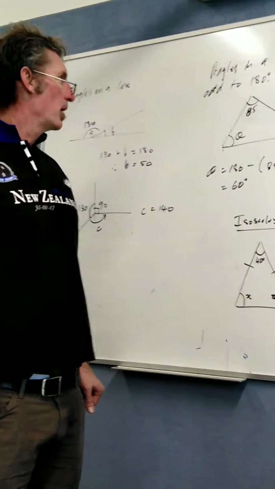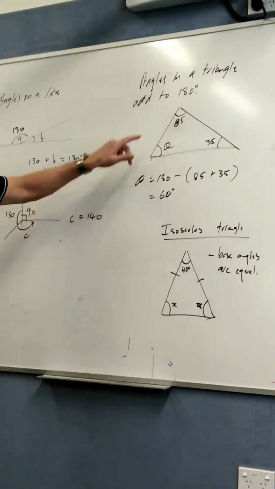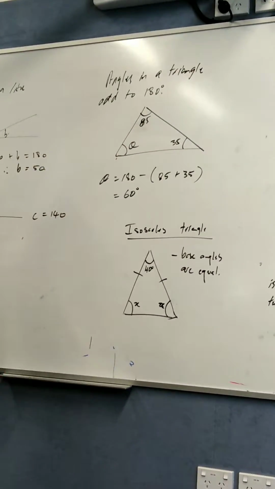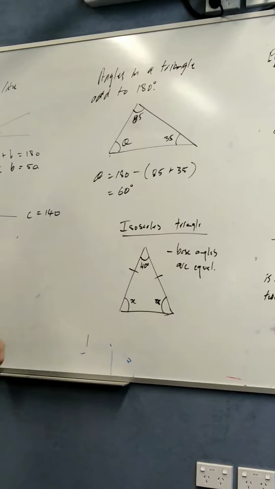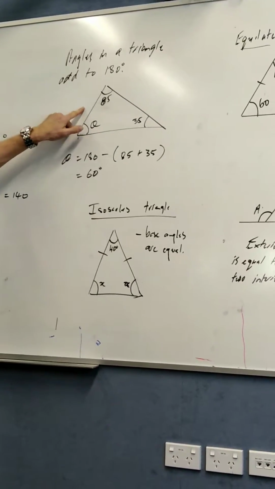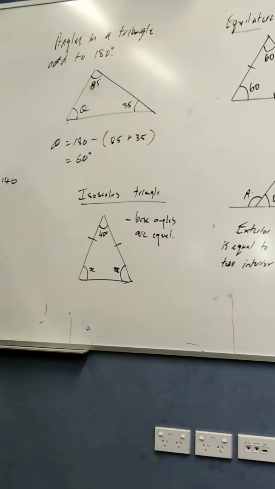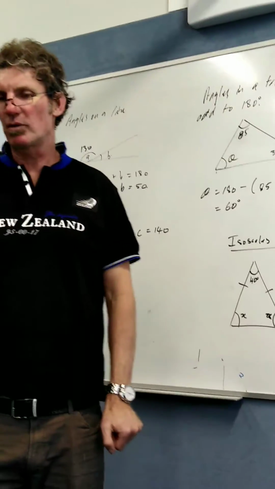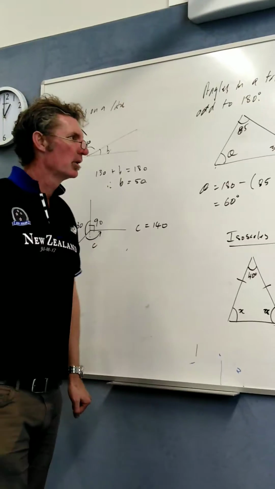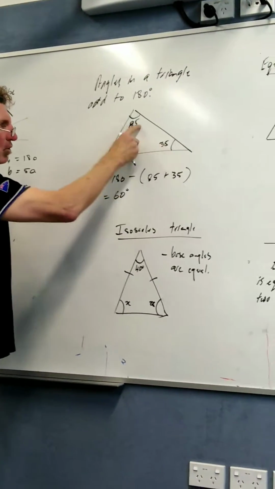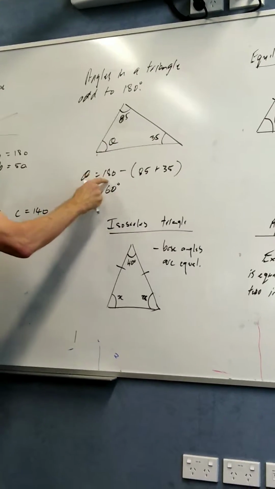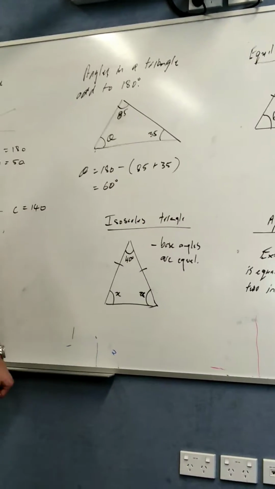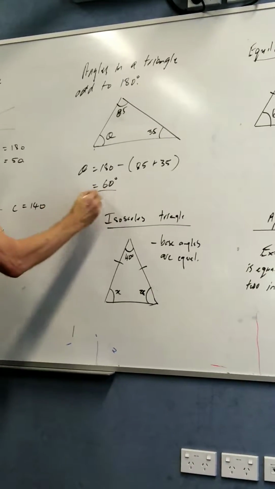Then we have angles in a triangle, or rules to do with angles in a triangle, and there's obviously three different types of triangles that we usually look at. There's one like this one here, which is a scalene because it has no equal angles. But the rule with the triangle is that the angles in a triangle will always add up to 180 degrees. So if you're given these two angles here, to find the other one, it's simply 180 minus those two, which in this case here will be 60 degrees.